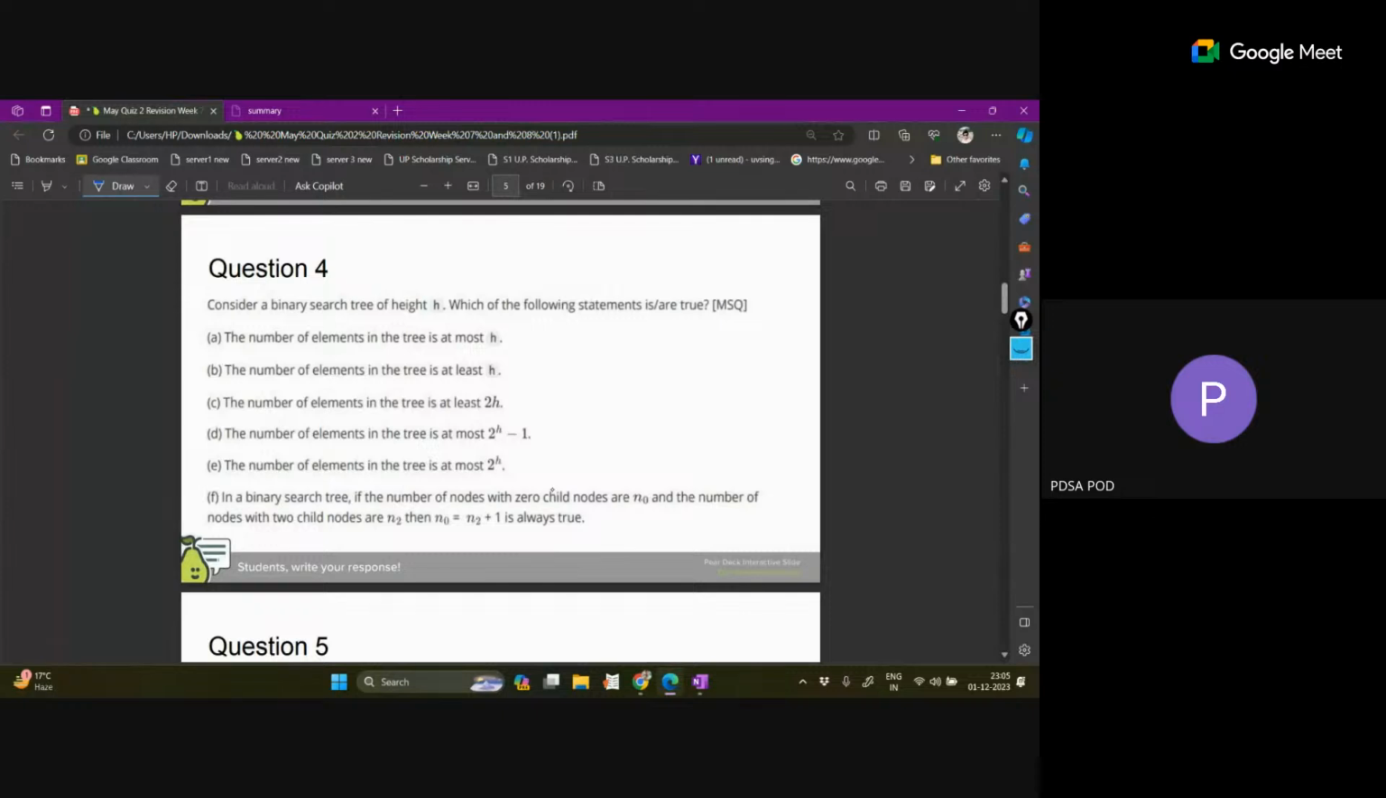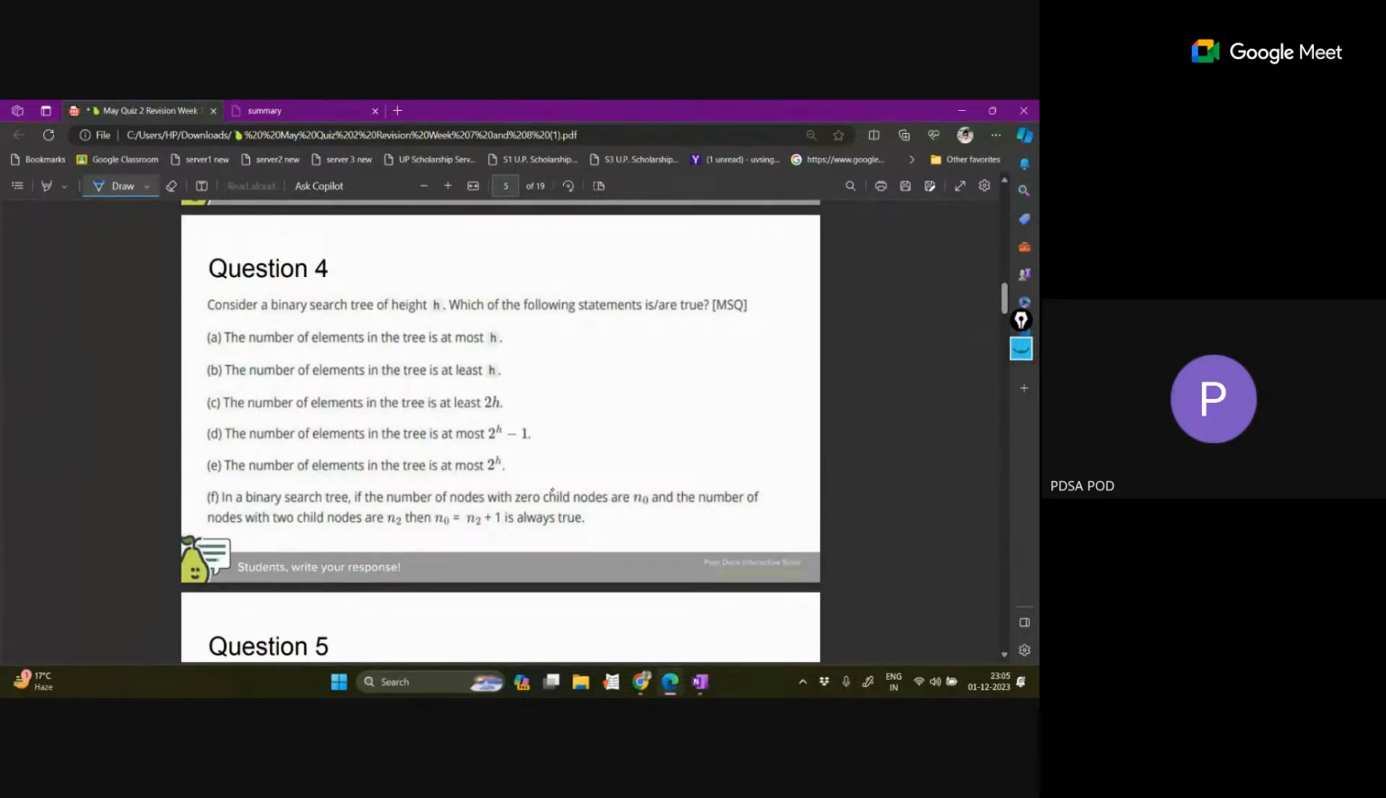So here, consider a binary search tree of height h. Which of the following statements is true? In this case, some information is missing. This time we added this information. The base case is not given, like what height we are taking actually. So I'm just adding it here.